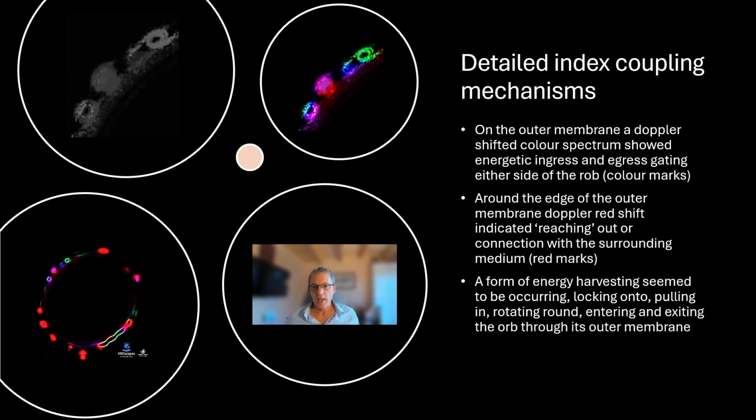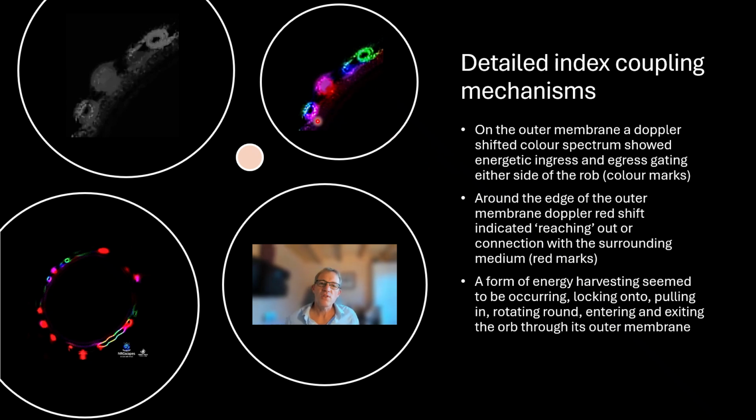We've got here more detail on the index coupling mechanism. So this is just a zoom in looking at valve indexing. Now on the outer membrane, we get this Doppler shifted color spectrum that shows energetic ingress and egress. Now this is egress on one side of the orb and perpendicular to the direction of motion. So that's come in and it's coming out the other side.